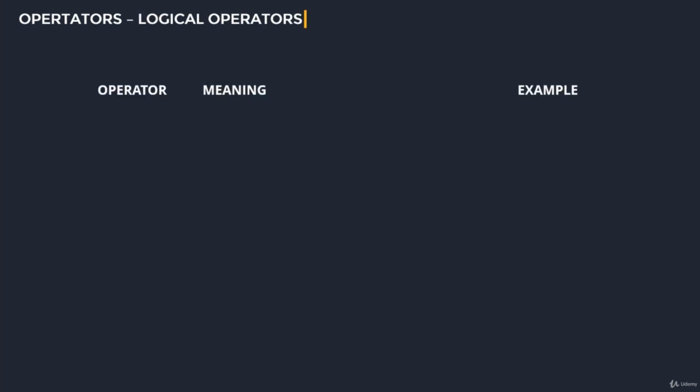So, logical operators. They have two elements. The first one is the OR operator, two vertical lines. If we have two Boolean expressions and at least one of them is true, the OR operator will return true. Otherwise, it will return false. So, to return false, all the expressions should be false.